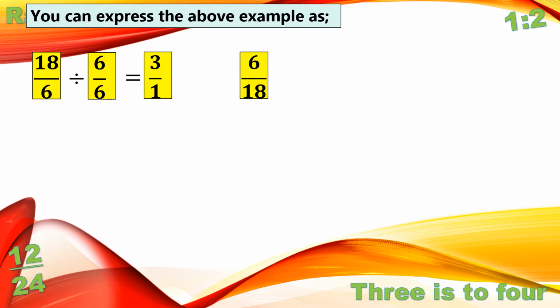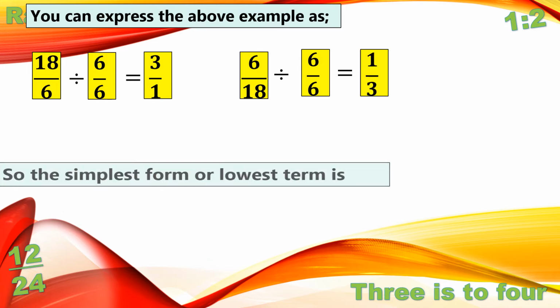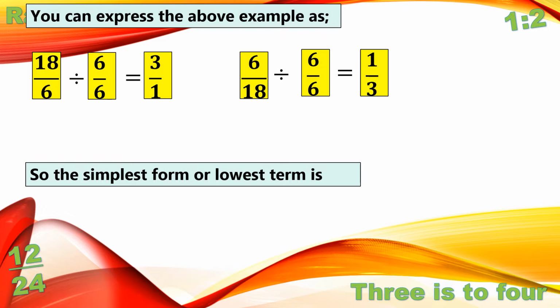So, vice versa, or baliktarin natin, 6/18. So, again, the GCF is 6. So, divide. So, the answer is 1/3. So, the simplest form or lowest term is 3/1 or 1/3.